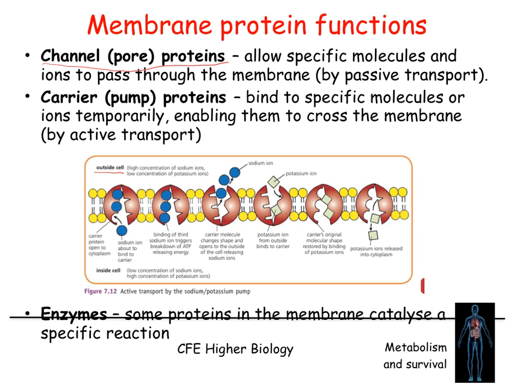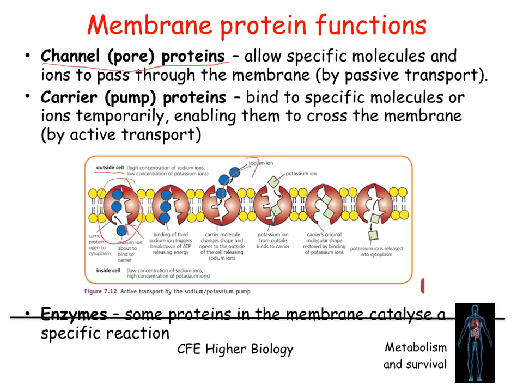And you'll see here's our carrier protein, and it's opened up into the cytoplasm, and sodium ions bind to that protein. The binding of the third sodium ion triggers a breakdown of ATP, and that releases energy, and that results in the carrier molecule changing shape, and it releases the sodium ions out of the cell.